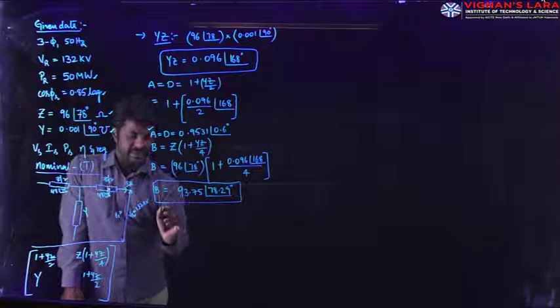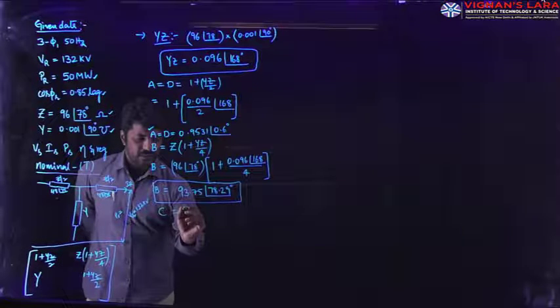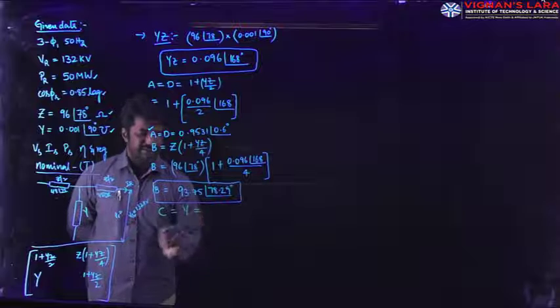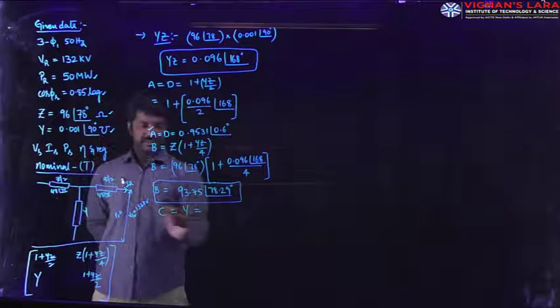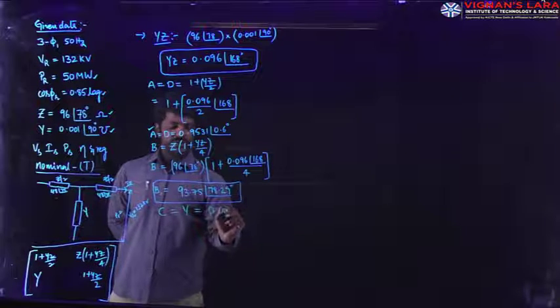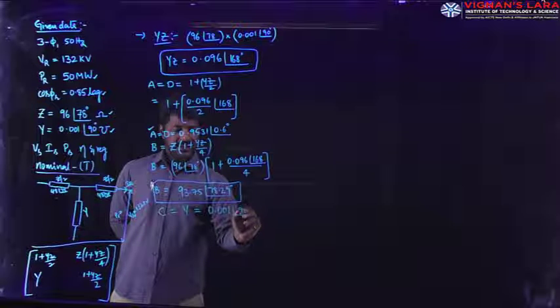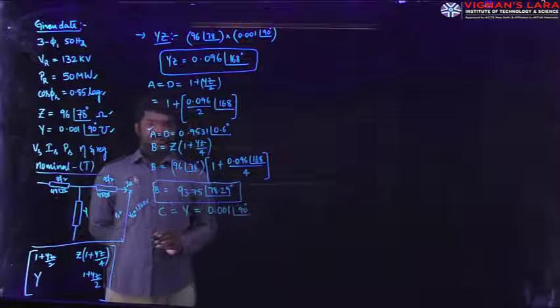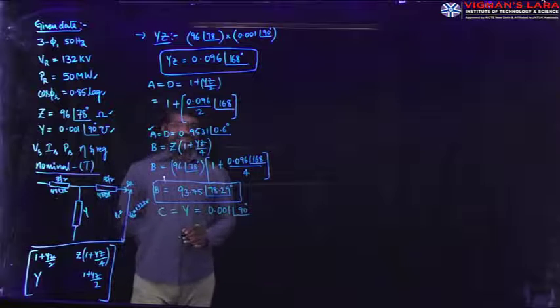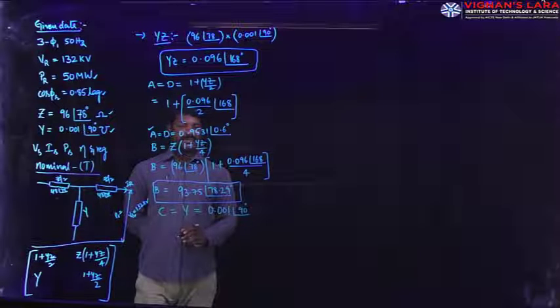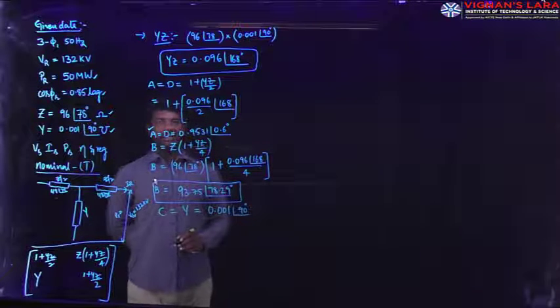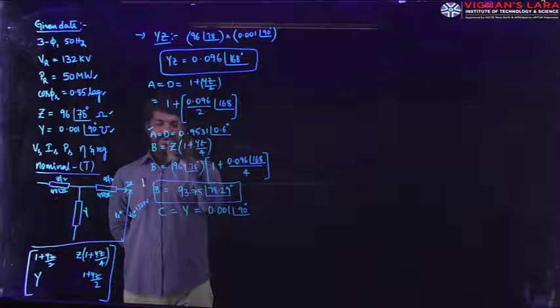In the same lines, I will get the value of C, whose value is equal to direct Y. What is direct Y? Its value is 0.001 at an angle 90 degrees. So with all these calculations, I got the constants of this transmission line, which is represented with nominal T representation, A, B, C, D.